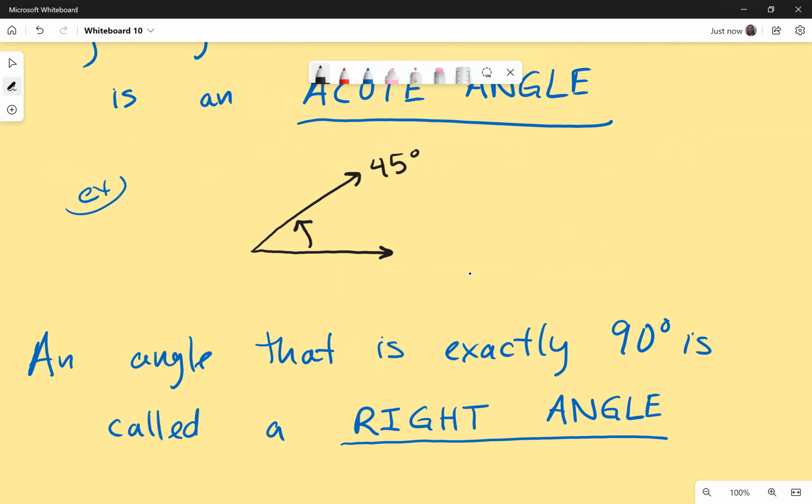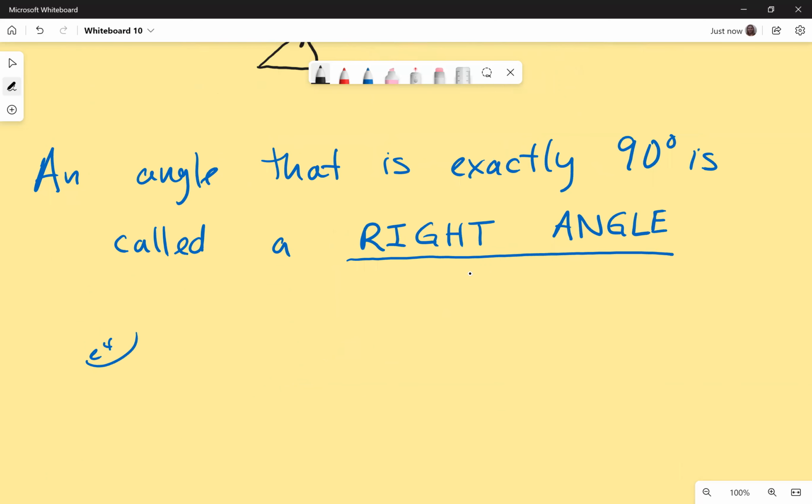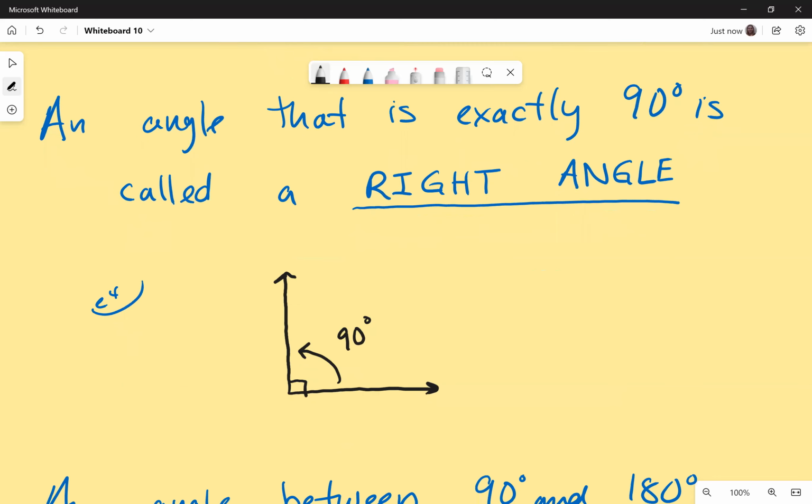An angle that is exactly 90 degrees is called a right angle. So if we have our initial side here, exactly 90 degrees, like we just said before, 1/4 of the way around, 90 degrees. A lot of times we mark 90 degrees with a little box in the corner right there. So we know for sure it's 90 degrees if it has that little mark in the corner like that. And then it's a right angle.